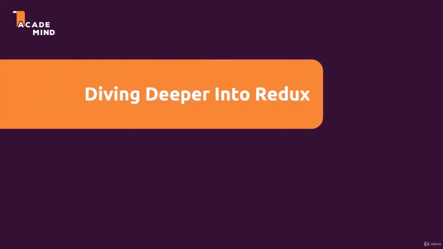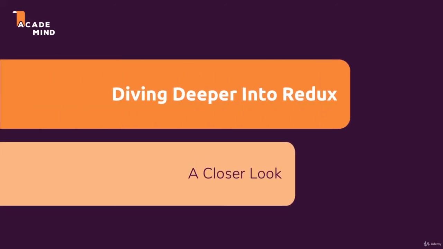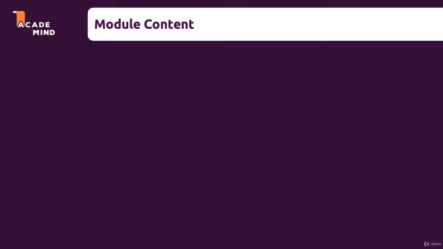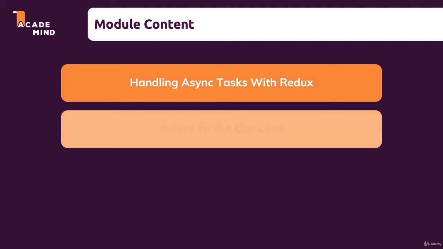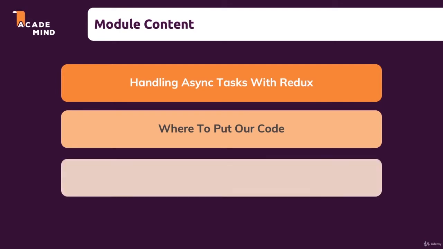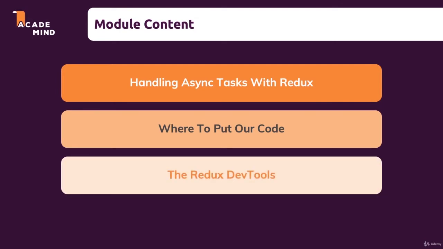Now that we explored the Redux basics, it's time to dive deeper. In this course section, we're going to dig a bit deeper into Redux, and we're going to explore some advanced concepts, specifically how we can handle asynchronous tasks with Redux, so sending HTTP requests and similar tasks. Then also where to put our code, and it will become clearer what I mean by that as we progress through the module. And we're going to take a look at the Redux dev tools, how we can use those, and why they're awesome.